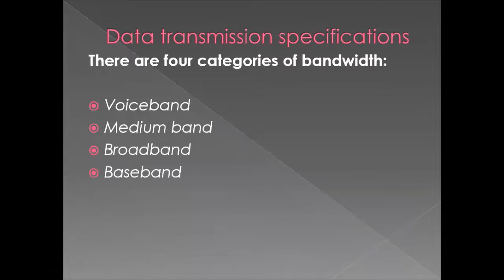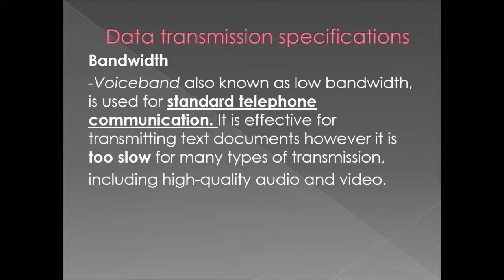Next one, the four categories of bandwidth: voice band, medium band, broadband, and baseband. These are the four categories I will discuss today. First one, voice band. Voice band, also known as low bandwidth, is used for standard telephone communication, meaning the landline telephone. You can just pick up the phone, call, and then put it down. Not your mobile phone, the normal telephone communication.